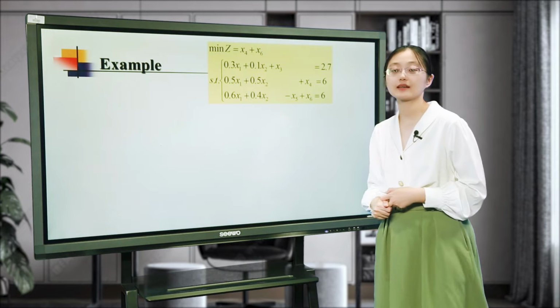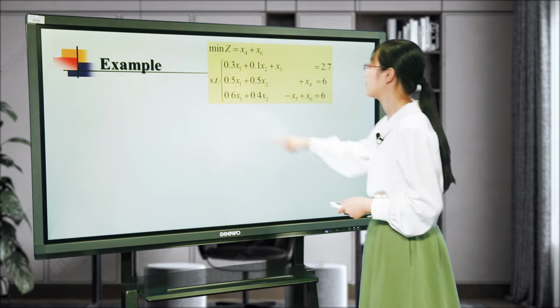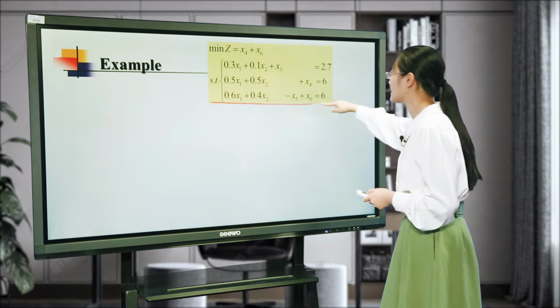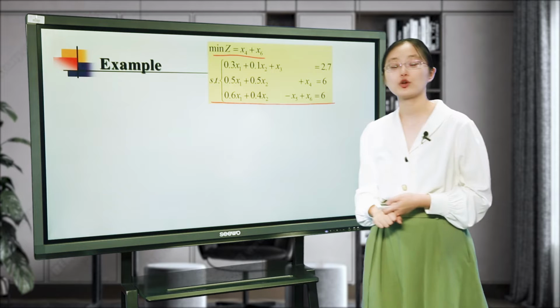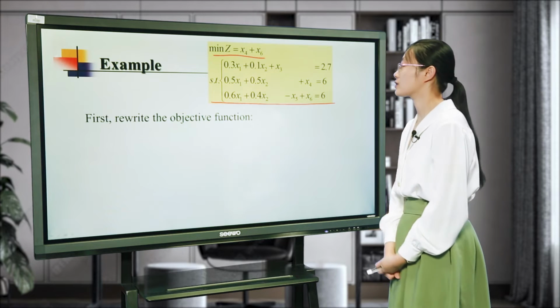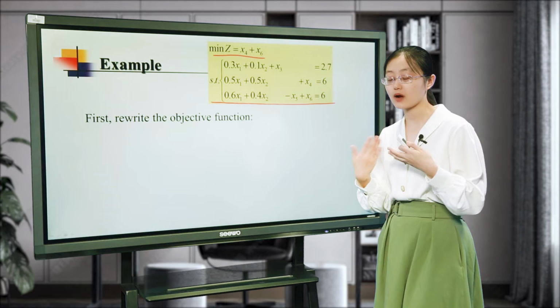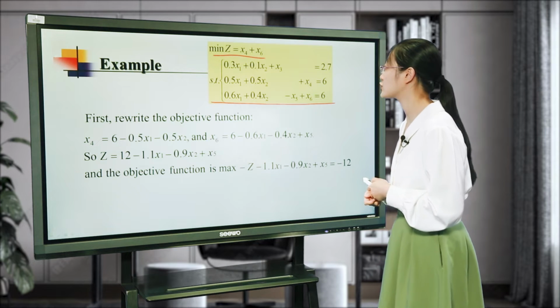Now let's look at an example of how the two-phase method actually works. So we say in phase 1, we have all the revised constraints, and we want to minimize the objective function, which is the sum of all the artificial variables. And then, of course, we want to put our problem in the standard form. So we rewrite our objective function.